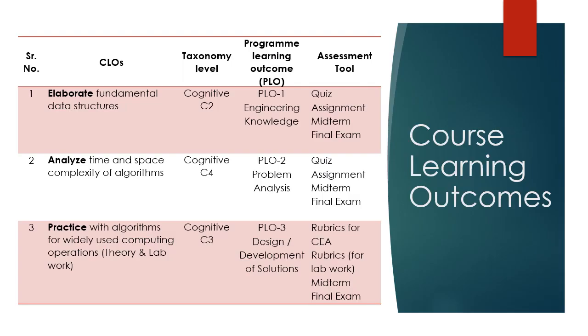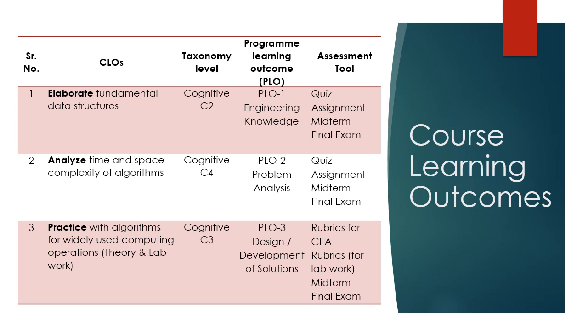Now let us look at the course learning outcomes for data structures and algorithms. There are 3 CLOs for this course. CLO 1 is elaborate fundamental data structures. This is a cognitive CLO of level 2. And what was level 2? Yes, it was comprehension. This CLO maps to PLO 1, engineering knowledge. How am I going to assess this CLO? I'll be setting you quizzes, assignments, and the midterm and final term will also be used as assessment tools.